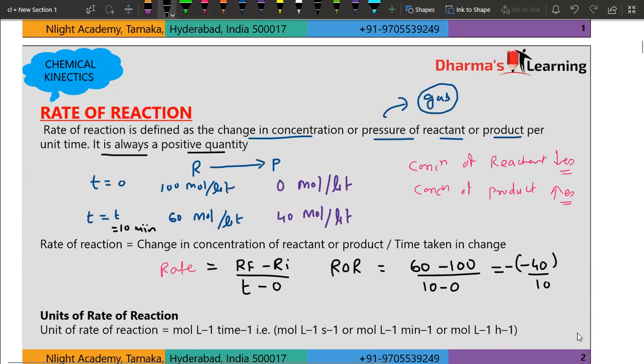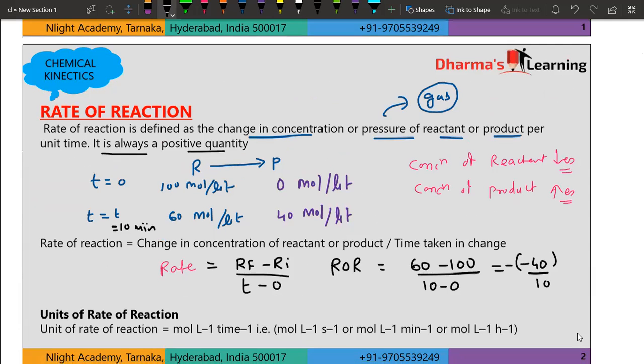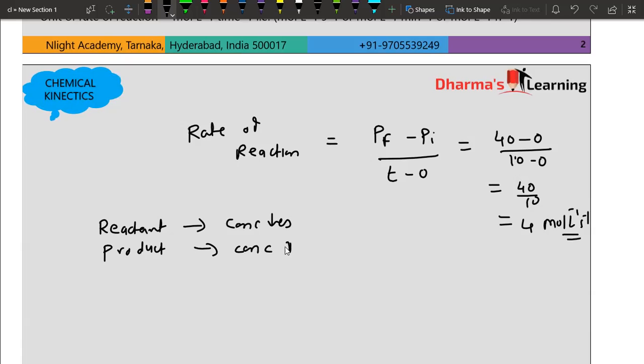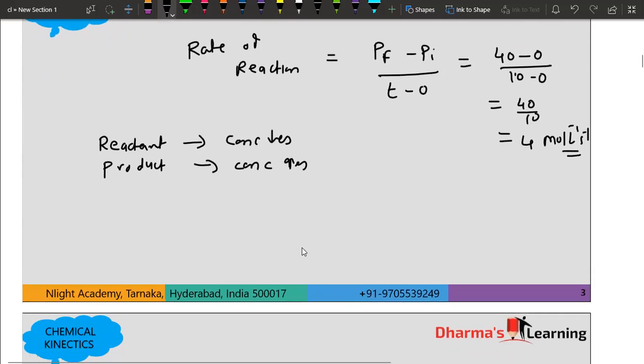See, what we have derived is that the rate of reaction is simply the change in concentration of reactant or product with respect to time. Now the point to be noted is that when we consider the reactant, its concentration decreases, and when we consider the product, its concentration increases. We have already discussed this. What I mean to say here is that we need to discuss two rates. One is the rate of disappearance, and the other is the rate of appearance.